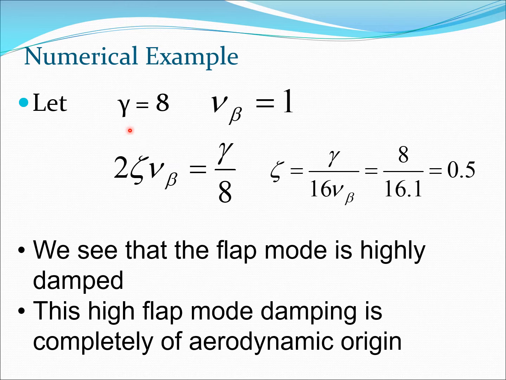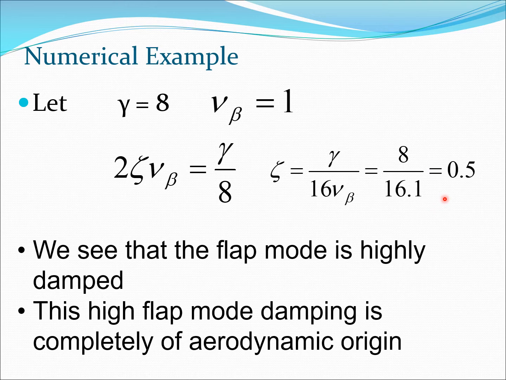So let's take a typical value of Lock number such as 8, and a typical value of nu beta such as 1 for a blade which is hinged at the root. Then we can write the equation here: 2 zeta nu beta is gamma by 8. From this I can solve for zeta, which is the damping ratio, and that takes this form. I put in all the terms here. Gamma is 8, and then I have 16 here from 8 into 2, and nu beta is 1, and from all these I get zeta is 0.5.